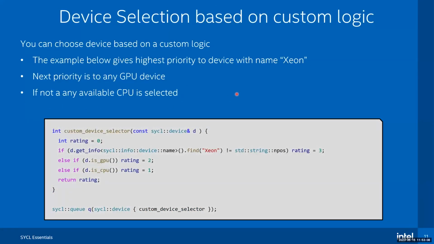If you want to get broader support for different vendors, you can also write your custom logic, right? The example here sets priority based on your own logic. The first thing in this example is that it's trying to find a device named Xeon, right? So that gets the highest priority. So if your system has a Xeon processor, it always runs on that. And then the second priority is given to GPU. If there's no GPU, then it finally runs on any CPU that you have, right? So you can change this to whatever you want for your case.